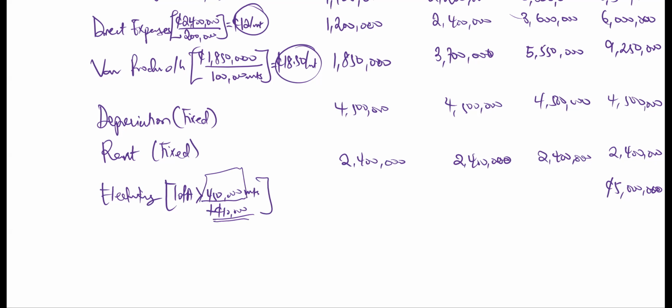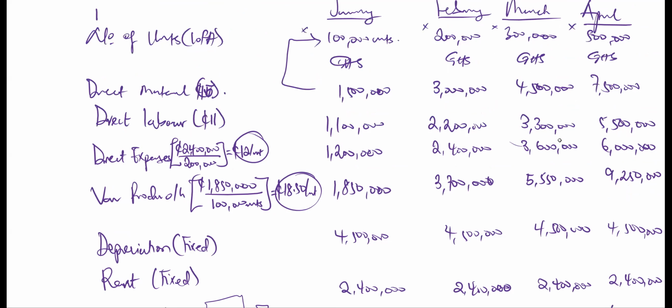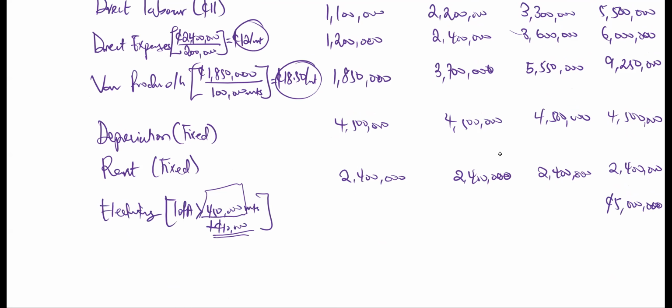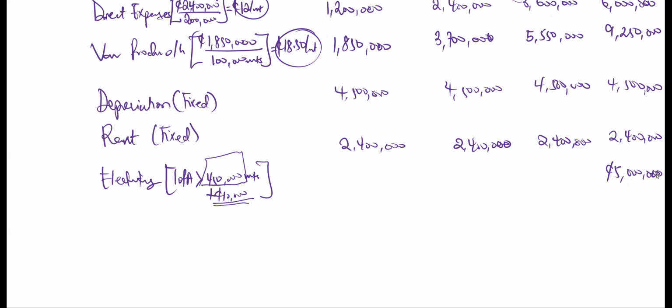So let's see. Which of the units has exceeded 450? Which month did we? April. 450? 500. April, which is what? 500,000. So it means that this one, we have already incurred the 10,000 in there. True or false? So to get the original fixed cost, what do we have to do? Do you get what I'm trying to say?